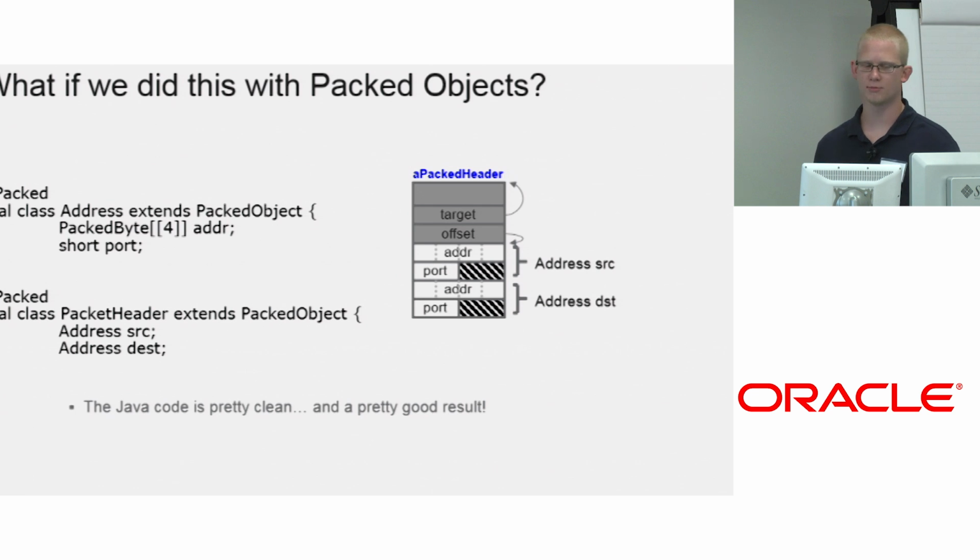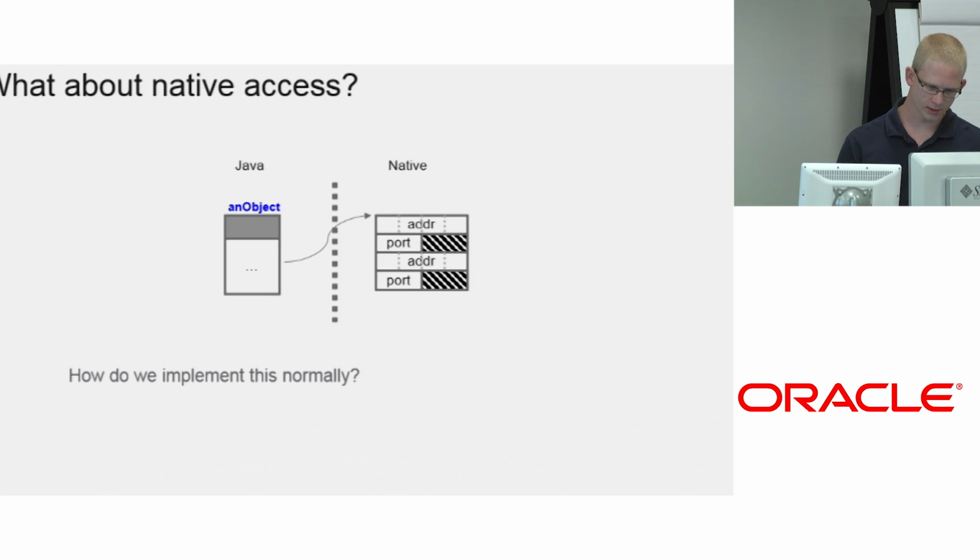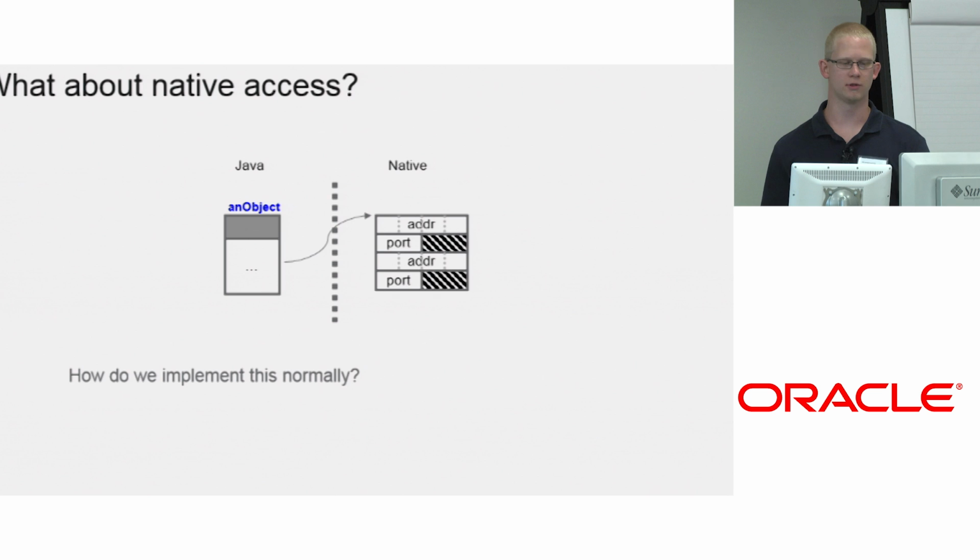So if we did this in packed objects, you end up declaring very similar Java code to what you want this to look like, and we've got this structure crammed nicely underneath. We're still on heap though, but we've definitely increased the locality of this. So if I wanted to do this with Java and I wanted to access something that's off heap, how would we do this? I've got my native structure still, it looks the same, how do I talk to it?